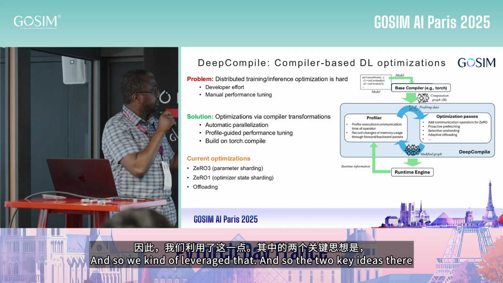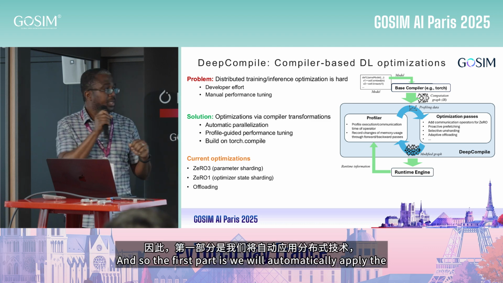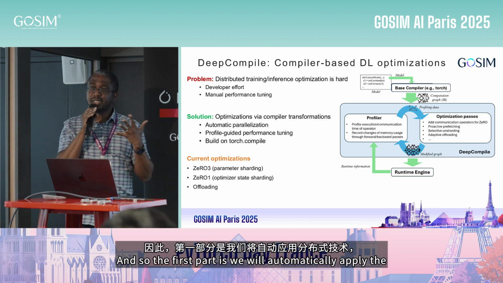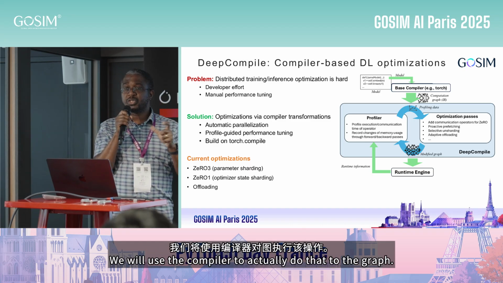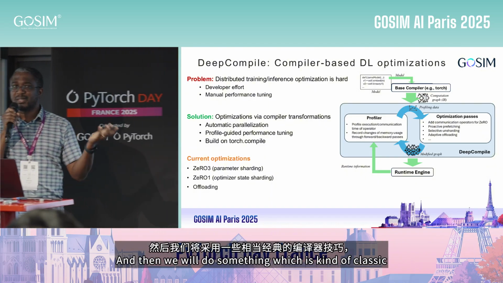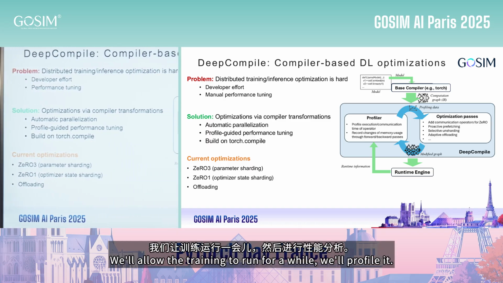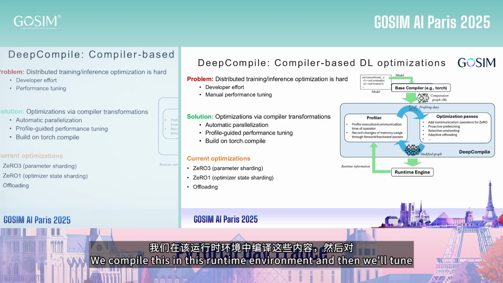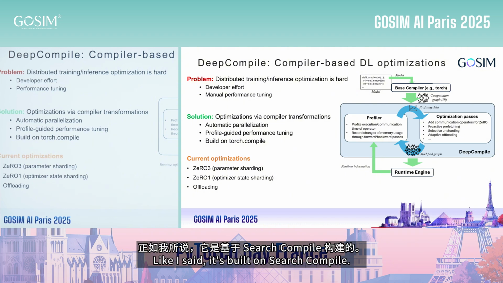The two key ideas are that we'll be doing optimization using compiler transformations. The first part is we will automatically apply the distributed techniques, whether it's TP, PP, whatever. We will use the compiler to do that to the graph. And then we will do something which is a classic compiler trick: profile-guided optimization. We'll allow the training to run for a while, profile it in its runtime environment, and then tune the parallelism techniques to get the peak performance for that scenario. Now, like I said, it's built on torch.compile.